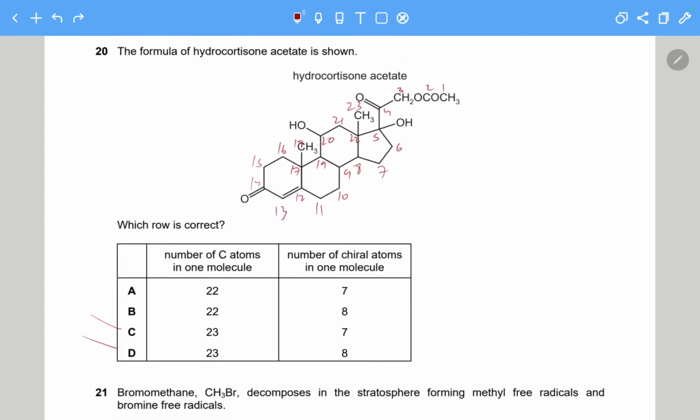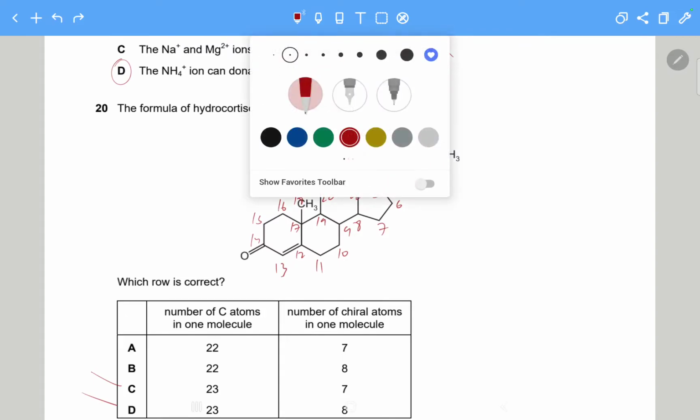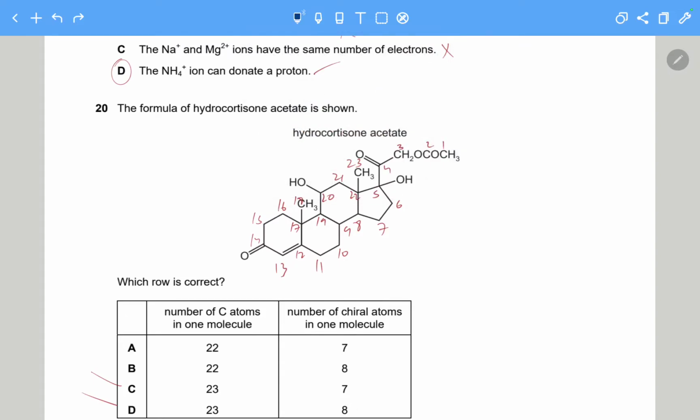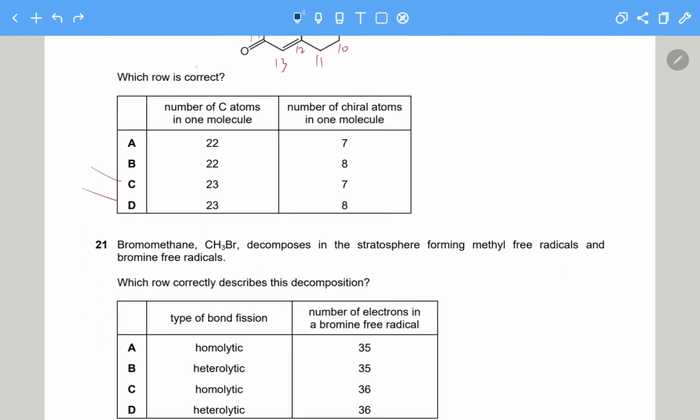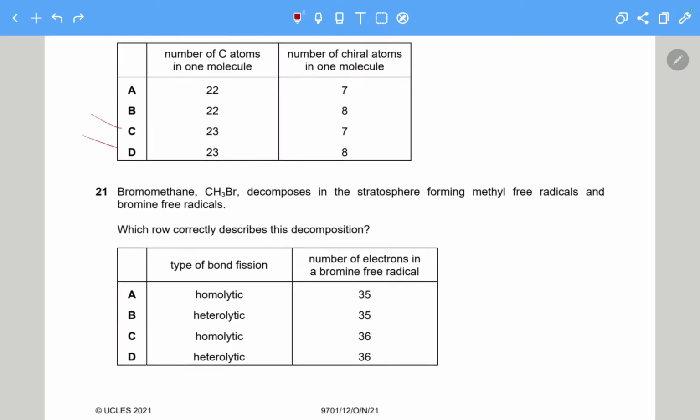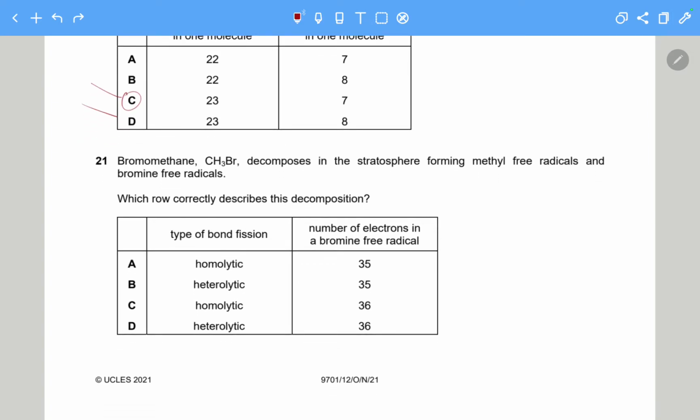And then we have to see the number of chiral atoms in one molecule. So I'll use a different color for that. A chiral carbon atom is one that is bound to 4 different groups. So this is chiral, this is chiral, this is chiral, this is chiral, and then this is chiral as well, this is chiral as well. So in total we have 1, 2, 3, 4, 5, 6 and 7 chiral carbon atoms, and option C is therefore the correct answer.